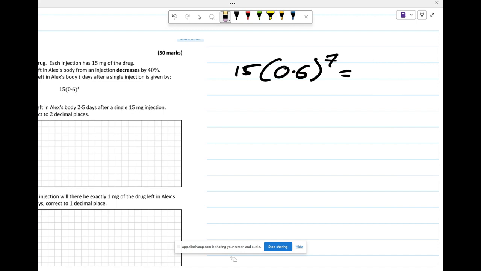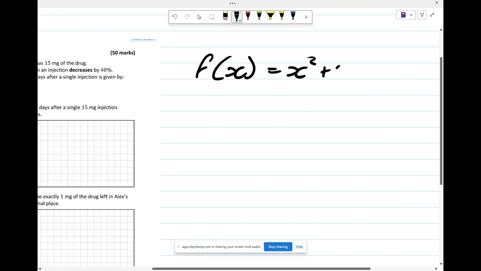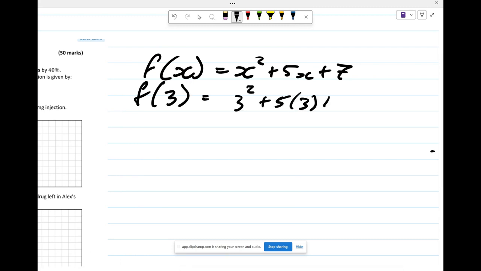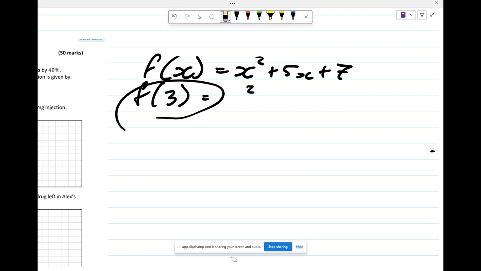And so what this might remind you of is the functions we were dealing with earlier. There we had a function x squared plus 5x plus 7 or something, and we subbed in x's. So we subbed in f of 3, we said was 3 squared plus 5 times 3 plus 7, and we got some number, whatever that is. So our output was equal to some number, say 7.